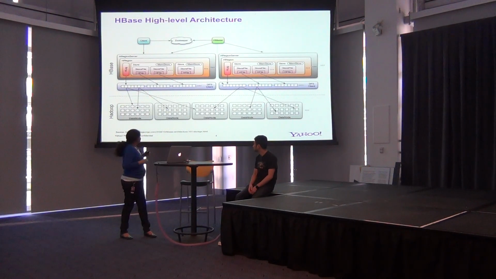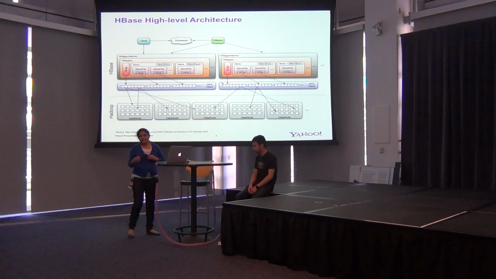Whenever data is written into it, it goes to the mem store. Once the mem store reaches a certain size, it's flushed and created into immutable H files. So H files actually sit on HDFS, and that's how it gets replication and high availability.